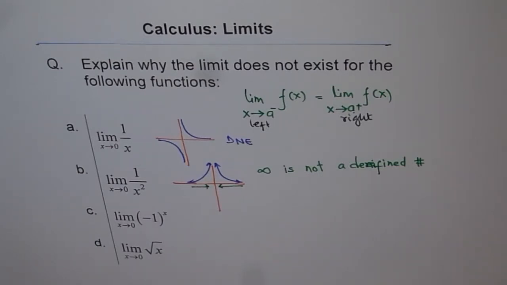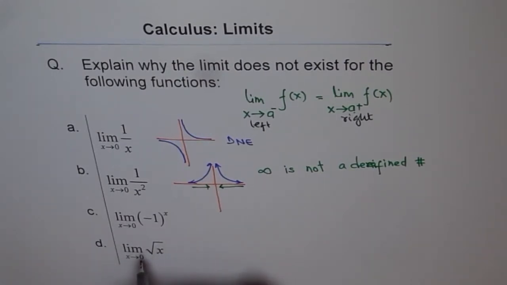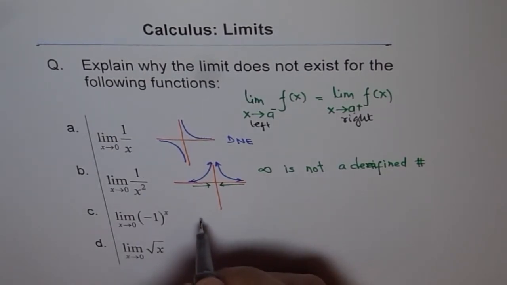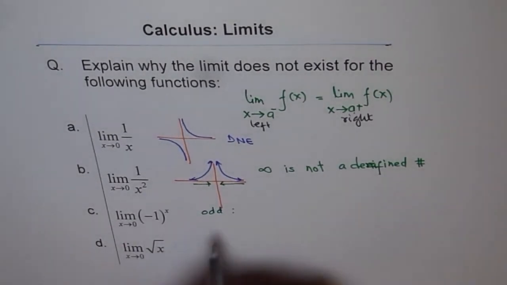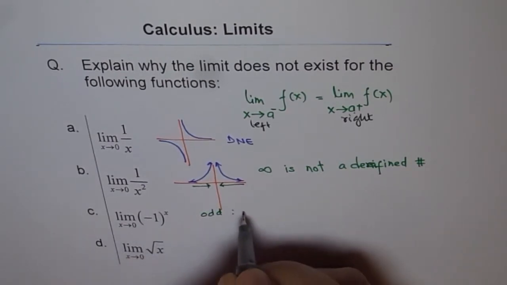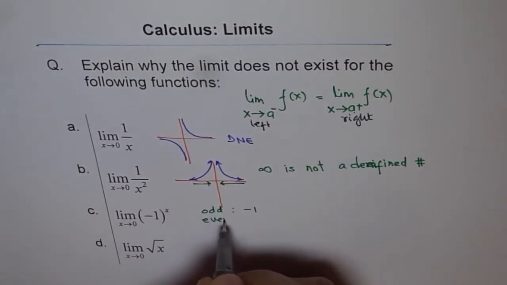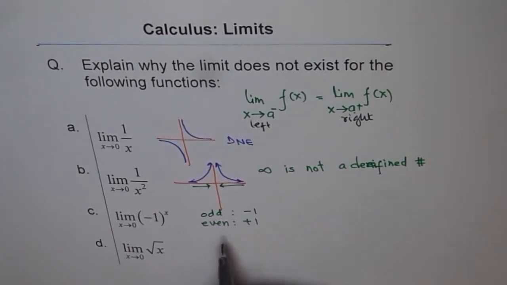Correct? Now, next one. Minus 1 to the power of x. If x is approaching 0, so you are very close to 0, 0.00001, let us say. Now, if I write 0.00001, it becomes an odd number. If the degree is odd, then the answer is minus 1. But if the degree is even, then the answer is plus 1. We are not quite sure which one we are talking about. And therefore, the limit does not exist. Correct? So these are the reasons for the first 3 questions.